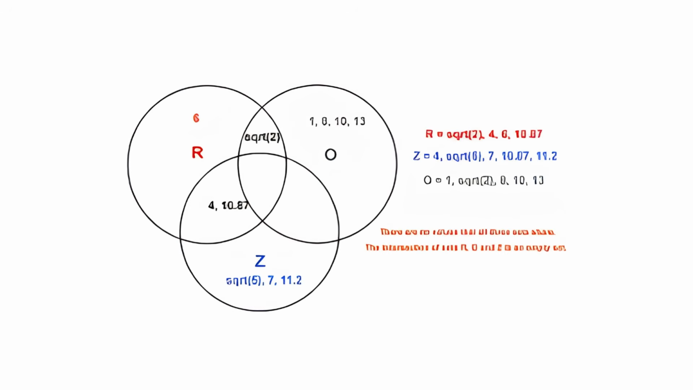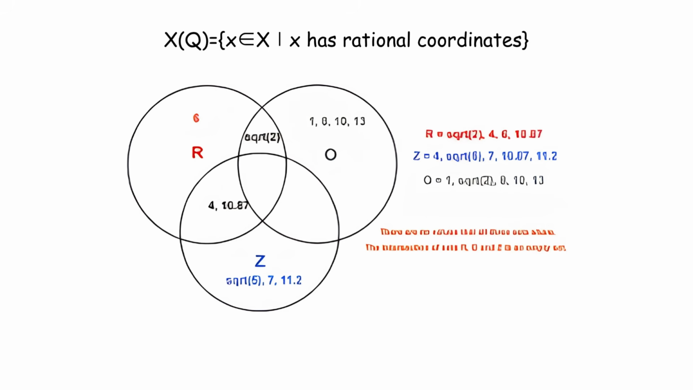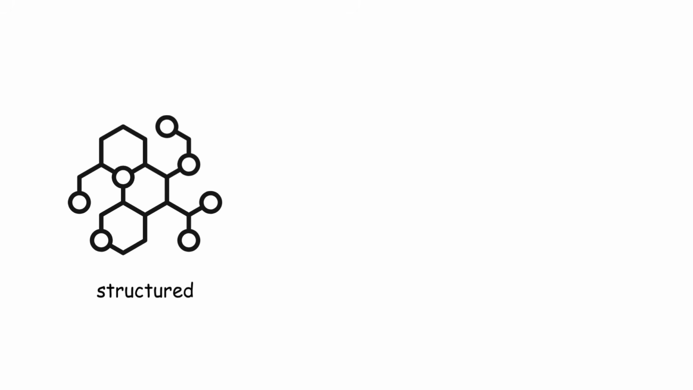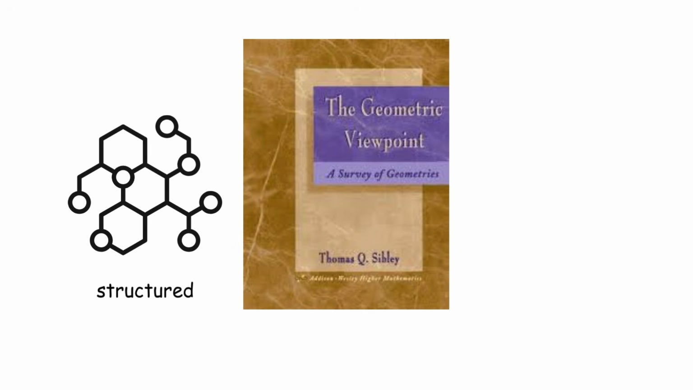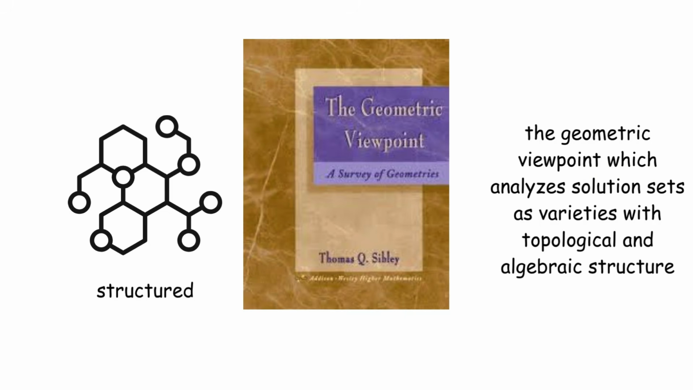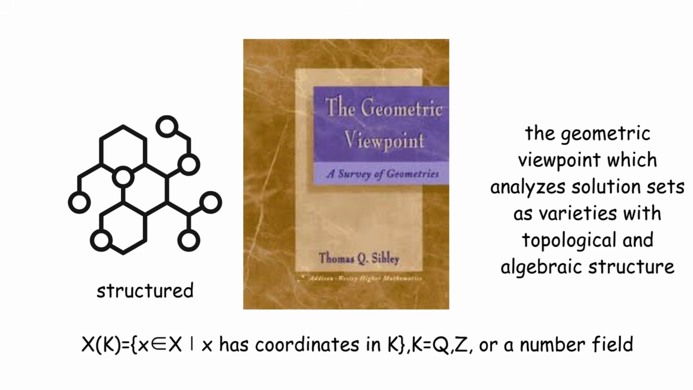Arithmetic geometry studies the intersection of number theory and algebraic geometry, connecting Diophantine equations with geometric structures. It is structured into two fundamental perspectives: the geometric viewpoint, which analyzes solution sets as varieties with topological and algebraic structure, and the arithmetic viewpoint, which studies rational and integral points on these varieties.